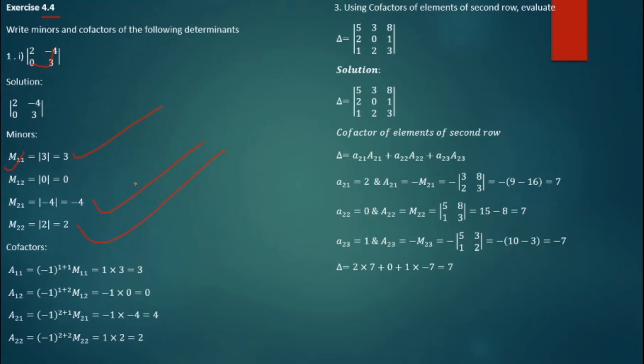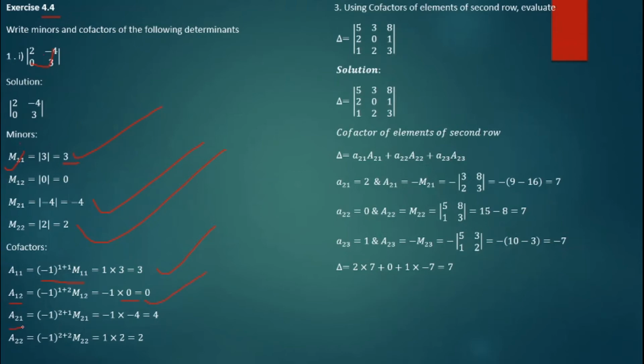Next, cofactors. The cofactor of A11 is the positive minor, that is plus M11, so 3. Next, the cofactor of A12 is minus M12, so minus 1 into 0, so 0.